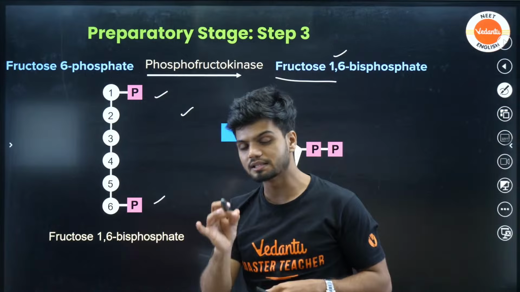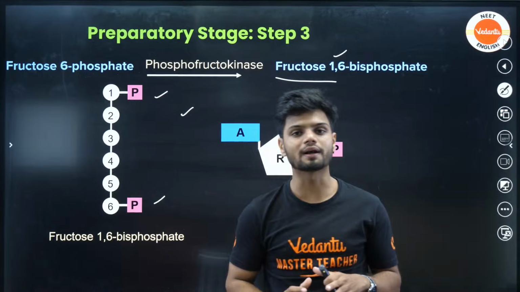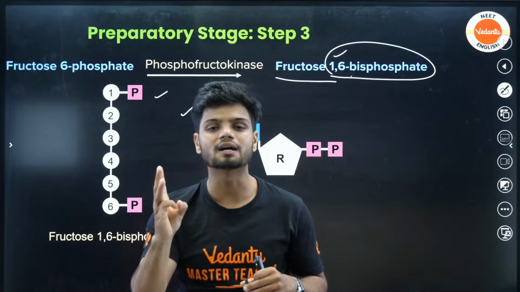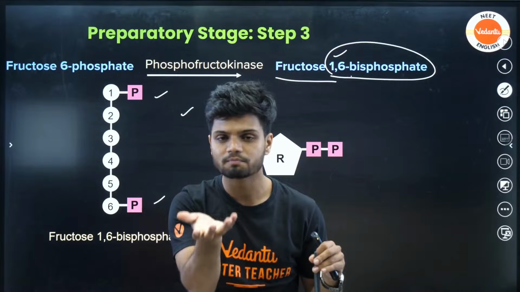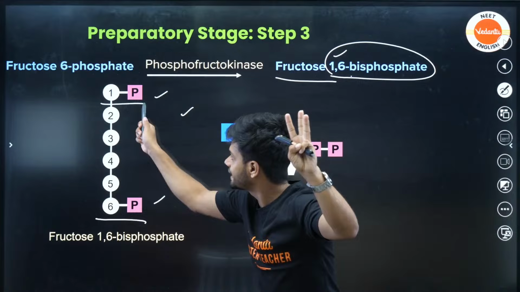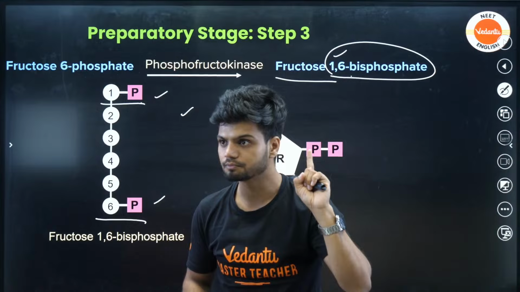This is the third step, also called the rate determining step. It's also called what? Rate determining step. Students, remember, in the first step and the third step, ATP is consumed. We take the ATP, we break the ATP, we take the phosphate, and we attach the phosphate. In the first step, phosphate is attached here. In the third step, phosphate is attached here. Second step was isomerization. Clear till now? Is everyone clear till now?